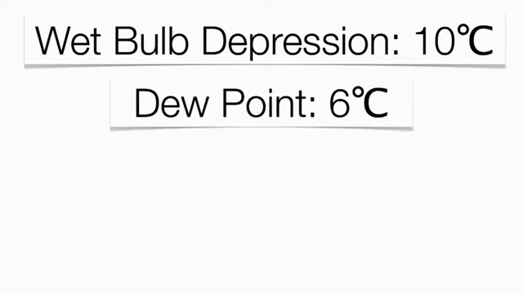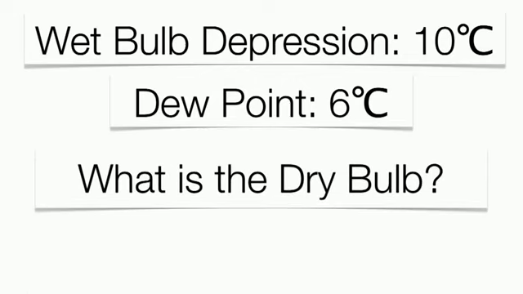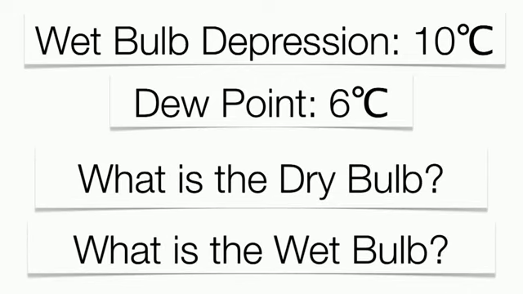What happens when you're given the actual difference already? The subtraction's already done for you. So the difference is 10, and they give you the dew point of 6. We want to find the dry bulb and the wet bulb. We want to figure out what were our two initial temperatures that are going to give us a combination of a 6-degree dew point. So let's show you.